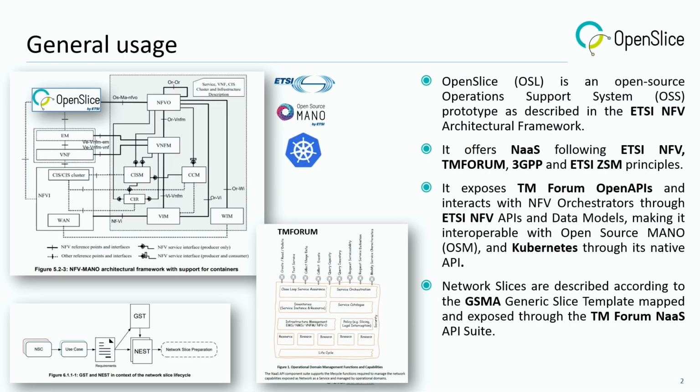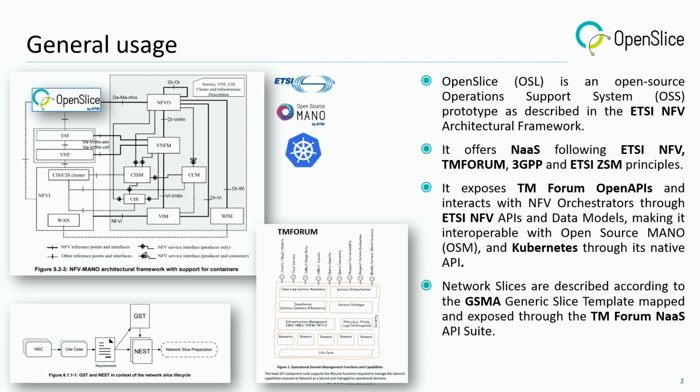So how OpenSlice started, or what OpenSlice is essentially. It is an open source operation support system that aims to stand at the OSS part of the ETSI NFV architecture, as you can see in this picture at the top left. It offers network as a service, or you can design network as a service solutions following standards from ETSI, TM Forum, and 3GPP. At its northbound, it exposes TM Forum APIs, so it can interact with and be interoperable with other solutions in the industry.